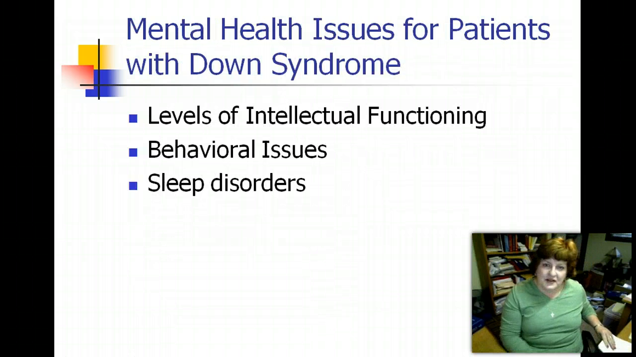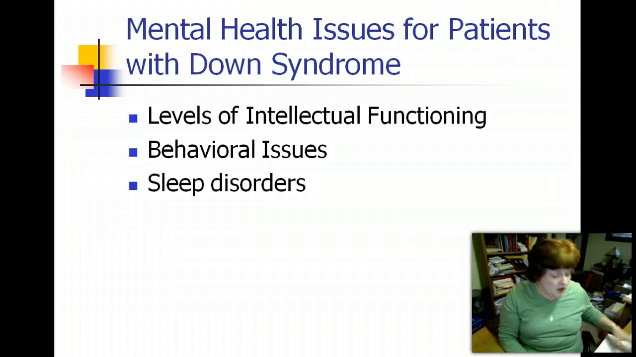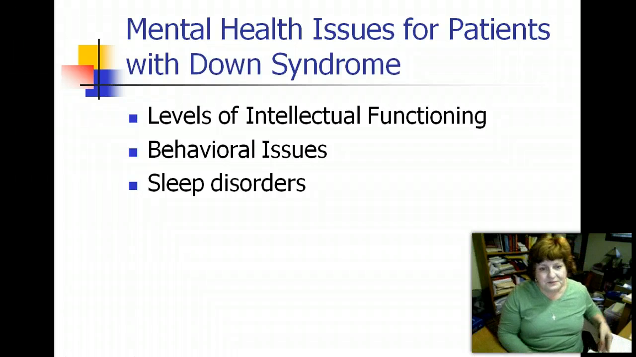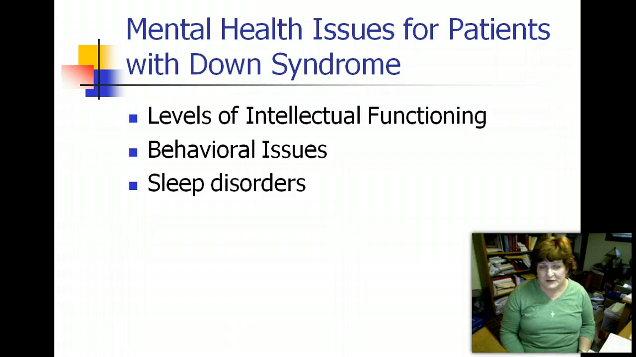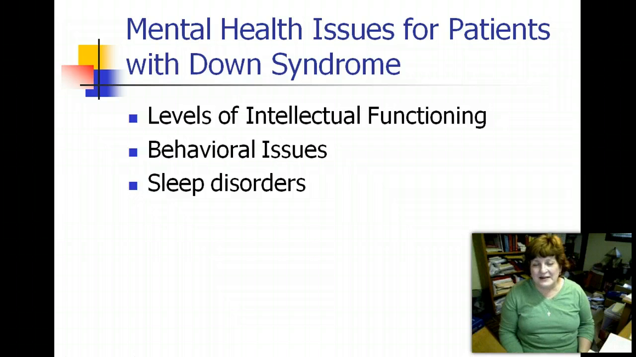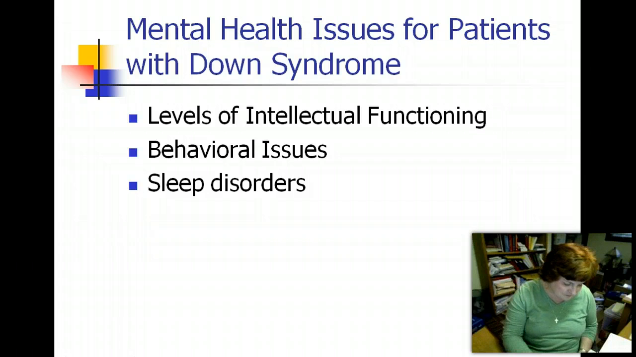There are some mental health issues to talk about with Down syndrome also. They do have more behavioral problems than some of the developmental disorders, but less than some of the others. It can vary significantly on their level of intellectual functioning and also their support systems. They can have obviously some behavioral issues, and they're generally known to have more sleep disorders. So talking about what's a good sleep environment and how to facilitate their best rest for children with Down syndrome.